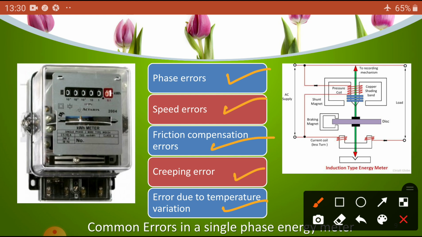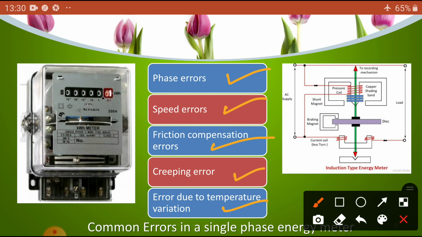So our meters have the copper winding. The copper is a metal, and the metal is subjected to temperature. If the temperature changes, automatically the resistance value changes. If the resistance value changes, the current flowing through it changes. If the current changes, the flux also changes.